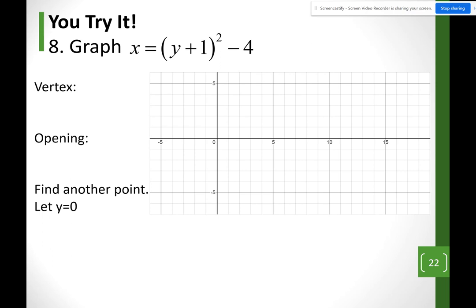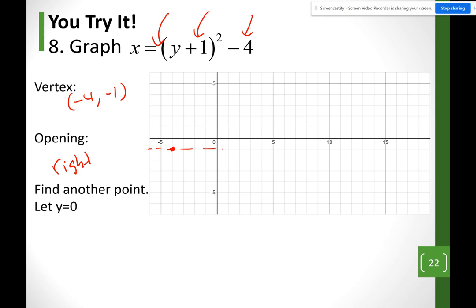Just to help you guys out, your vertex is -4. Remember, that's my x value. Now my y value is right here, but it's just the opposite sign. So I'm going to say -4, -1. That's my vertex. It is open to the right because at the very beginning, it's a positive sign.